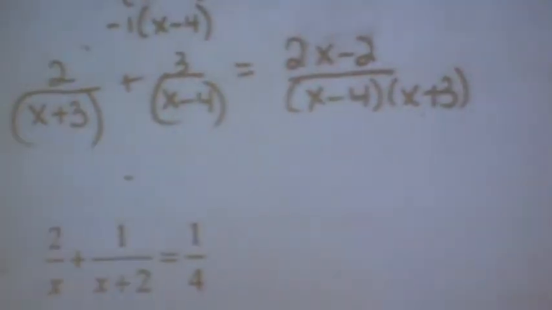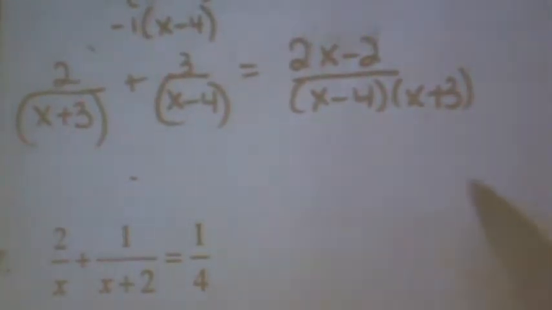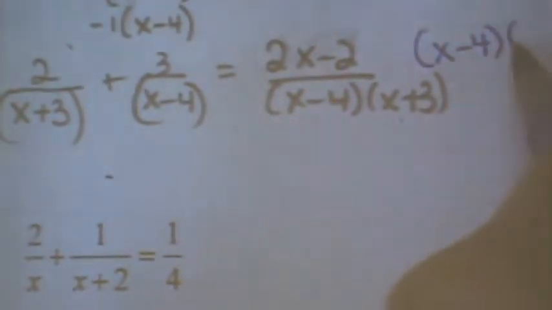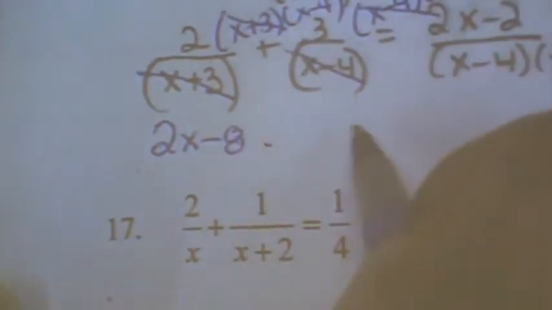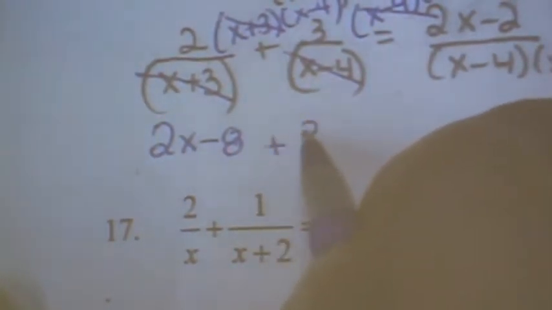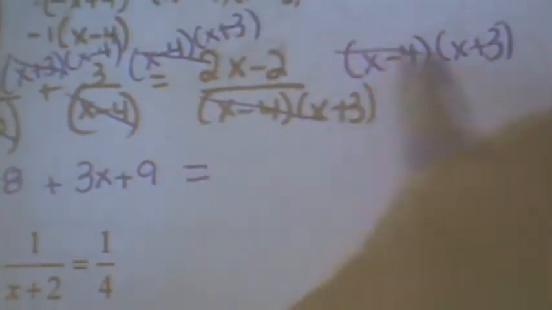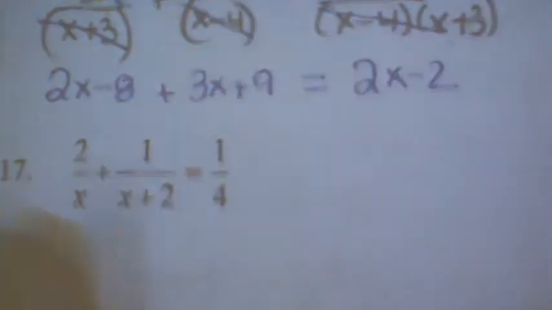What's your common denominator? X minus 4, x plus 3. So we have to multiply all 3 of these. So what's gonna cancel? Those. So you have 2x minus 8. It cancels here. 3x plus 9, right? Yeah. And equals what? 2x minus 2. Now what?